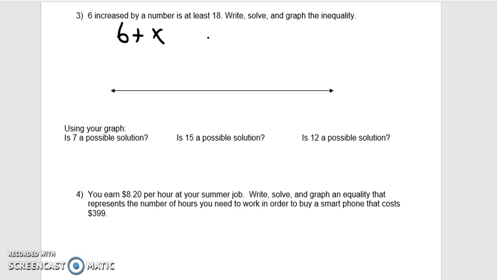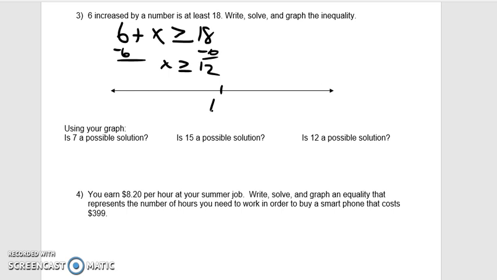Remember, you need to be at least 12 years old to see this movie. So if you're older, it's fine. If you're younger, sorry, end of the line there, all right? Yeah, we want to be greater. 6 increased is at least, so yes, we can be. There we are. So let's solve. Subtract 6 from both sides. x is greater than or equal to 12.